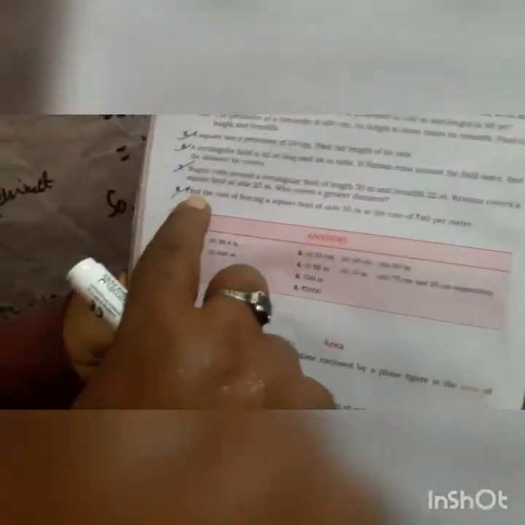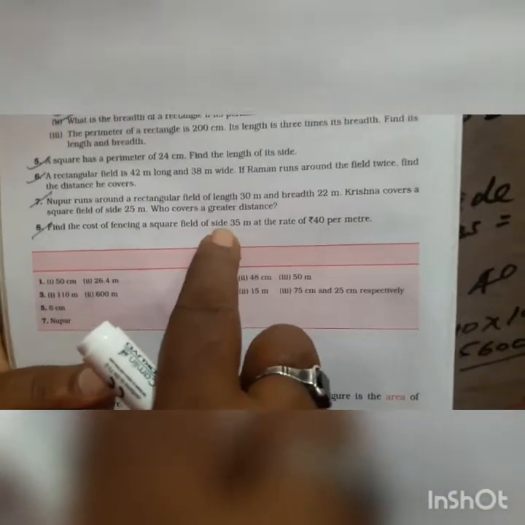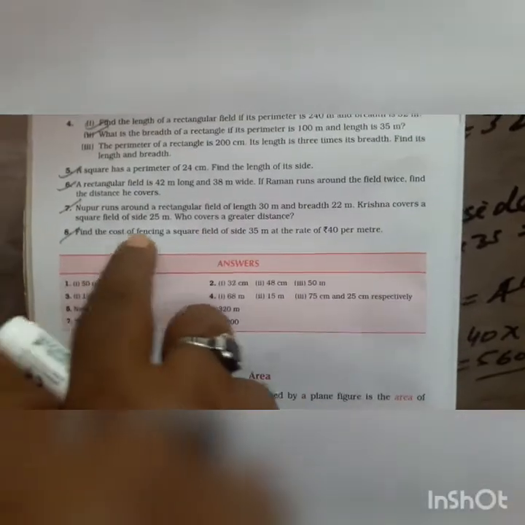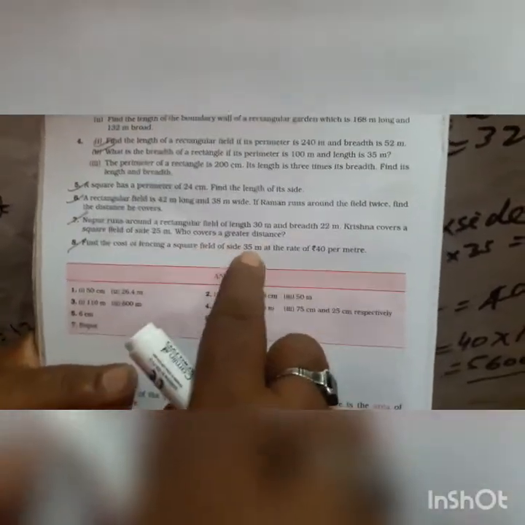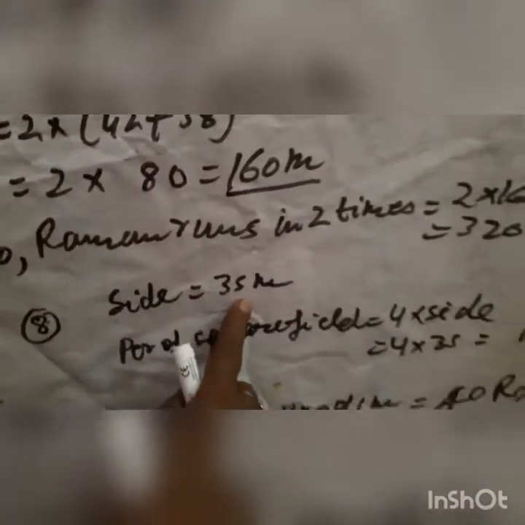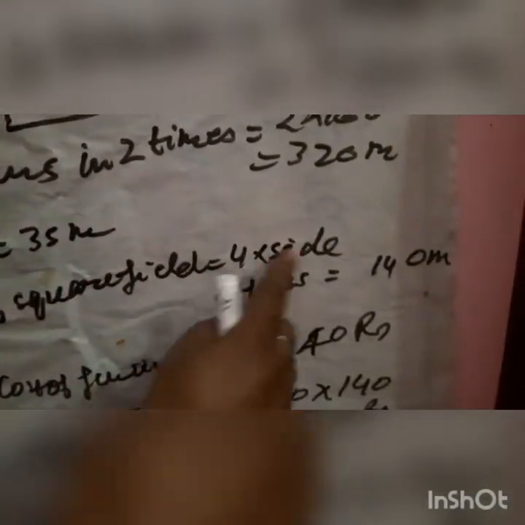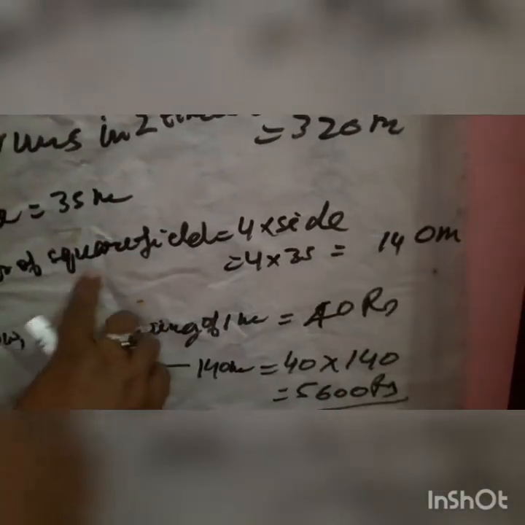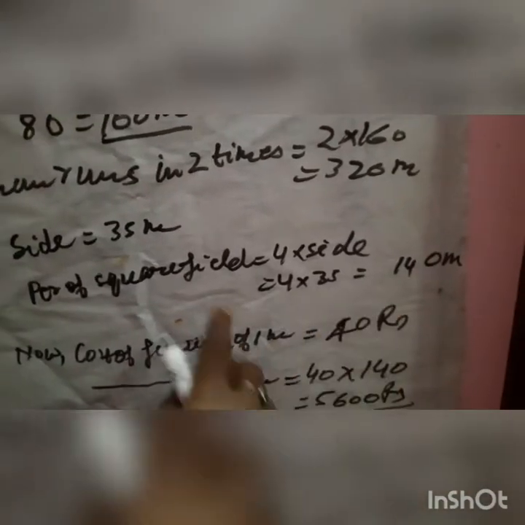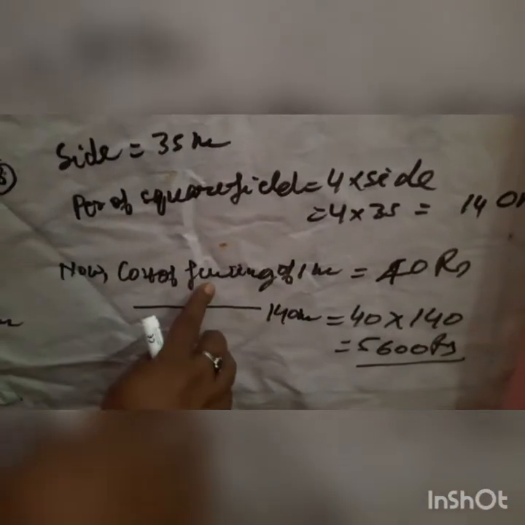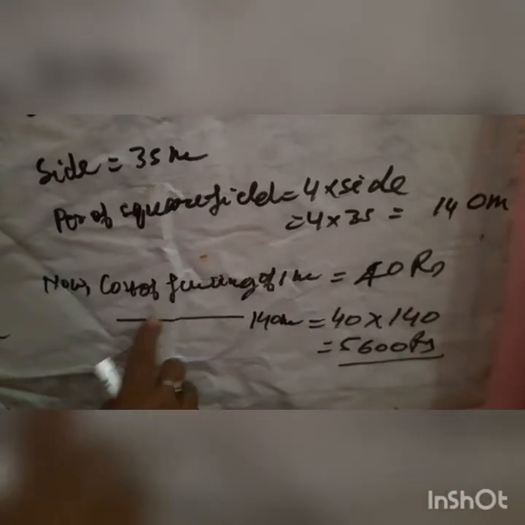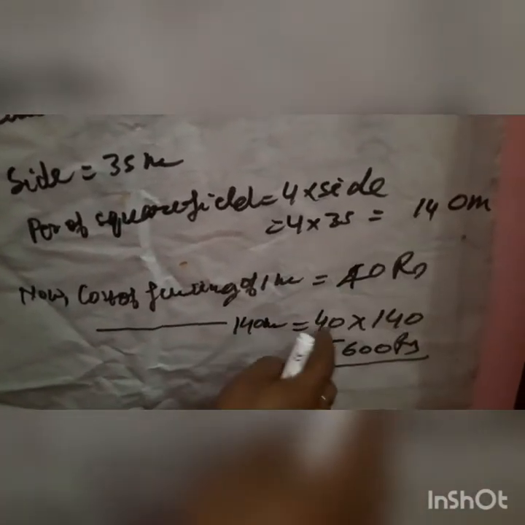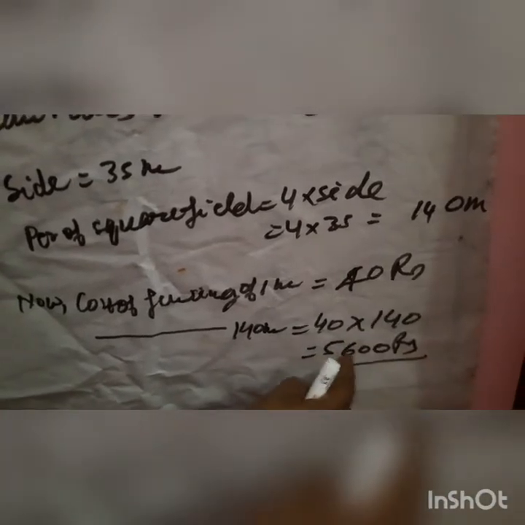Now come to the question number 8. Find the cost of a fencing of a square field of side 35 meter at the rate of rupees 40 per meter. Find the cost of fencing. Given side is equal to 35 meter. So perimeter of a square field is equal to 4 into side is equal to 4 into 35 is equal to 140 meter. It means perimeter of a square field is 140 meter. Now cost of fencing of 1 meter is equal to 40 rupees and cost of fencing of 140 meter is equal to 40 into 140 is equal to 5600 rupees. हो गया.